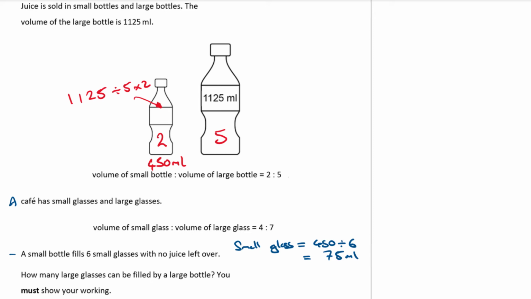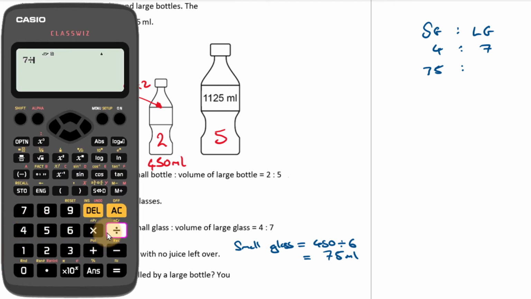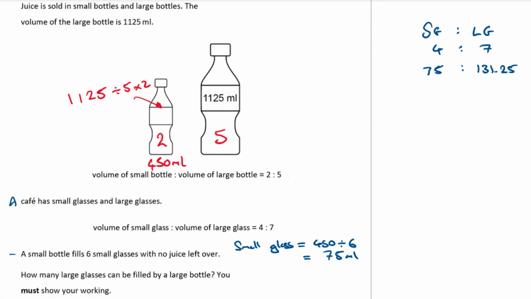So we know that the volume of the small glass to the volume of the large glass is in the ratio 4:7, and we've just worked out that the small glass is 75 milliliters. So what does that make the larger glass? If we take 7, divide it by 4, times it by 75, we should get the capacity of the large glass. 7 divided by 4 times 75 comes out to be 131.25. So therefore the large glass is 131.25 milliliters.